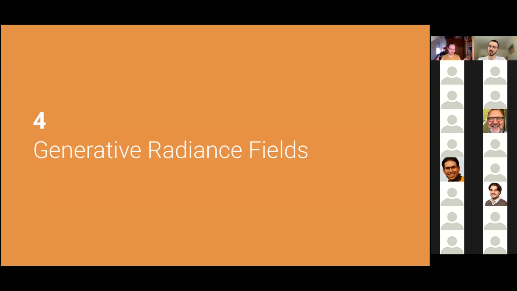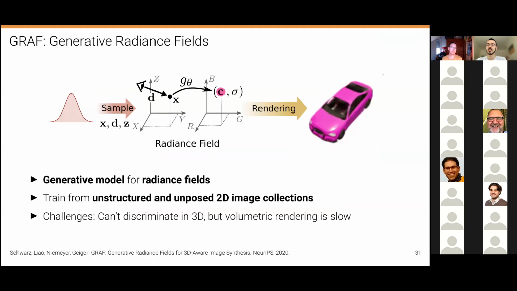Now, this was just a little bit of a prelude to generative radiance fields that we have investigated, that are trying to now use this radiance field representation in a GAN-like setting, where given an unstructured and unposed 2D image collection, we want to build a generative model of the underlying 3D structures, which is of course a very hard problem. The problem is that we can't discriminate in 3D because we don't have 3D ground truth, we just have images. And volumetric rendering is slow, so we use a patch-based discriminator like in a patch GAN. But the overall principle is illustrated here.